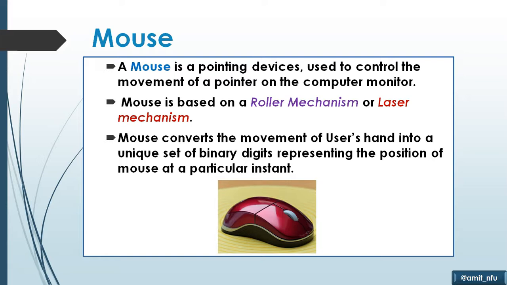Now, the mouse converts the movement of the user's hand into a unique set of binary digits, again 1 and 0 type of representation, which is representing the position of the mouse at a particular instant on the monitor. So it is all converting our movement into binary digits.